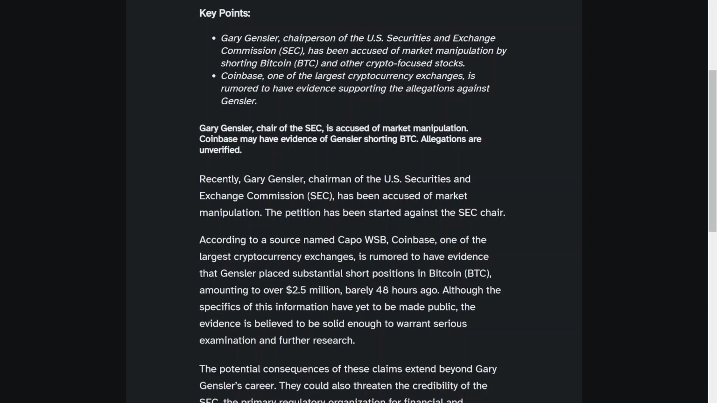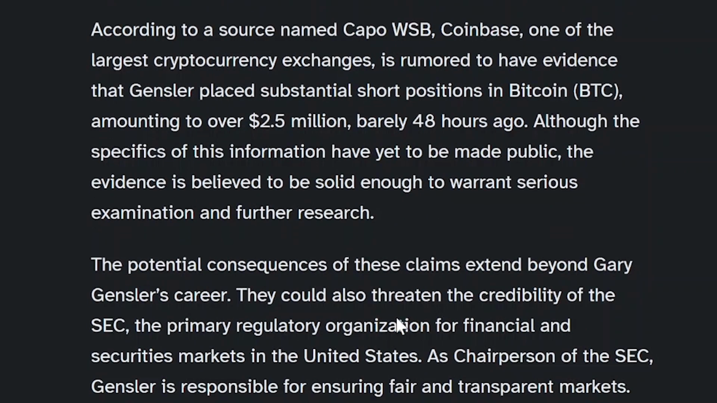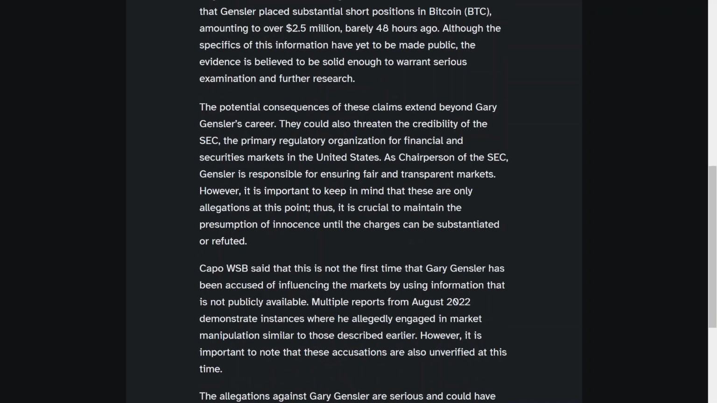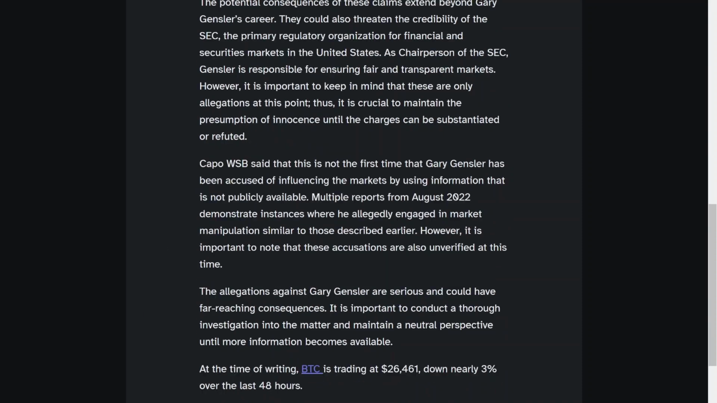because it's market manipulation. But according to a source named Capo WSB, Coinbase, one of the largest cryptocurrency exchanges, is rumored to have evidence that Gary Gensler placed substantial short positions on Bitcoin amounting to $2.5 million about 48 hours prior to the first market dump. So this is pretty damning if this is actually true. So I guess we'll have to see if this is chased up and investigated, because this would be an incredible overreach and indicting of his already tarnished reputation.